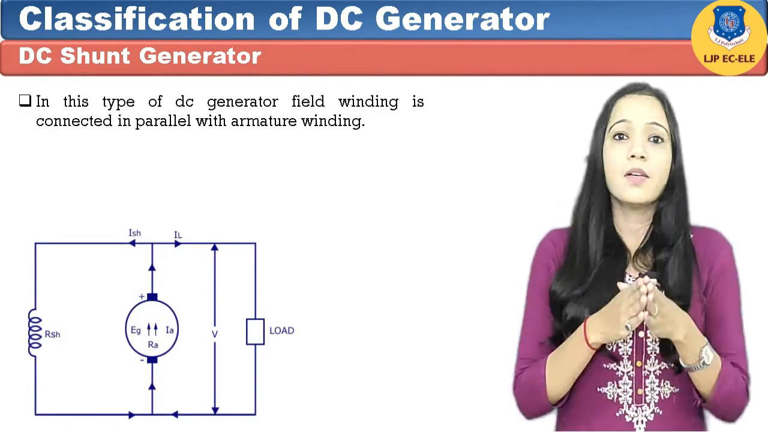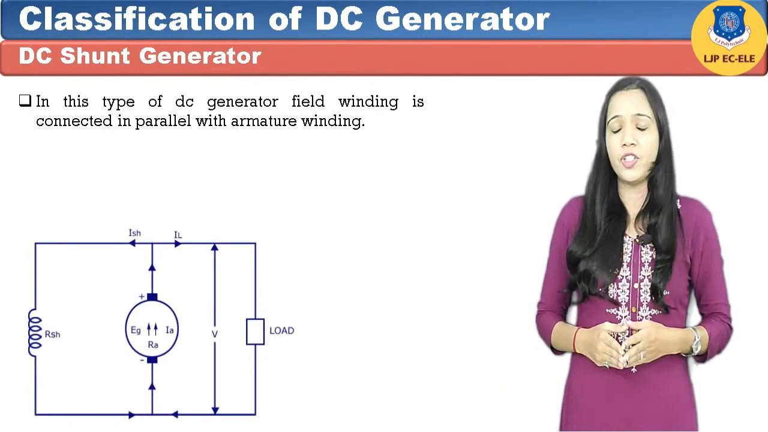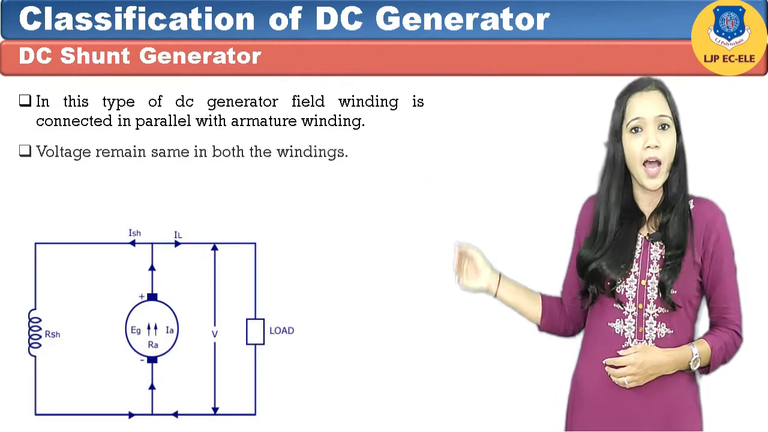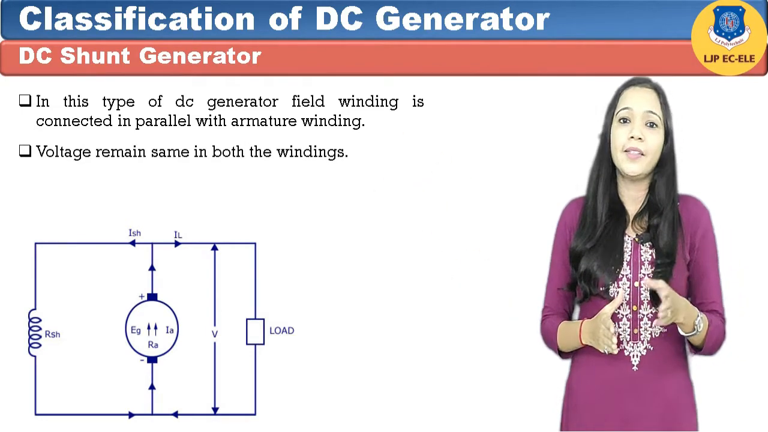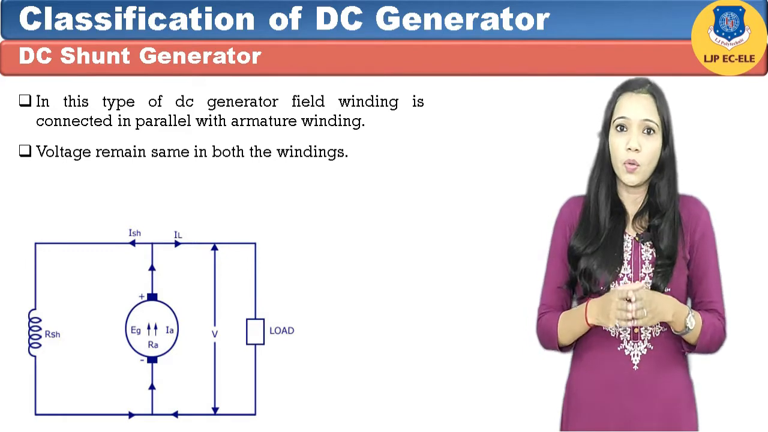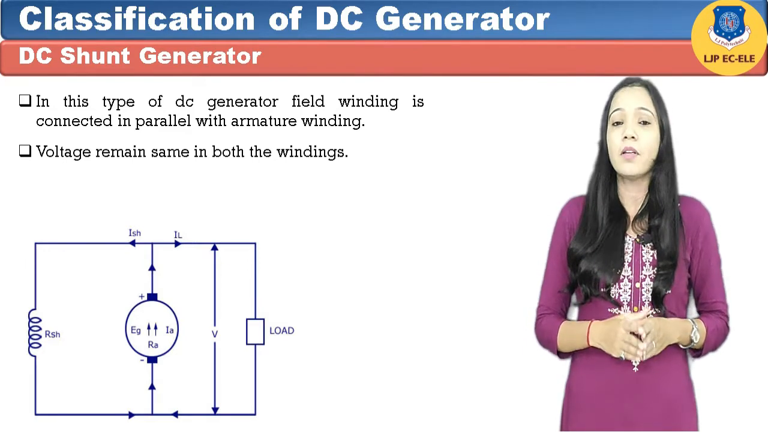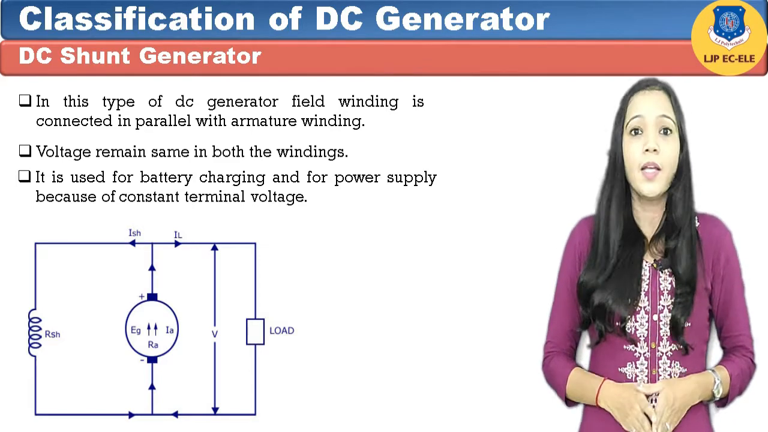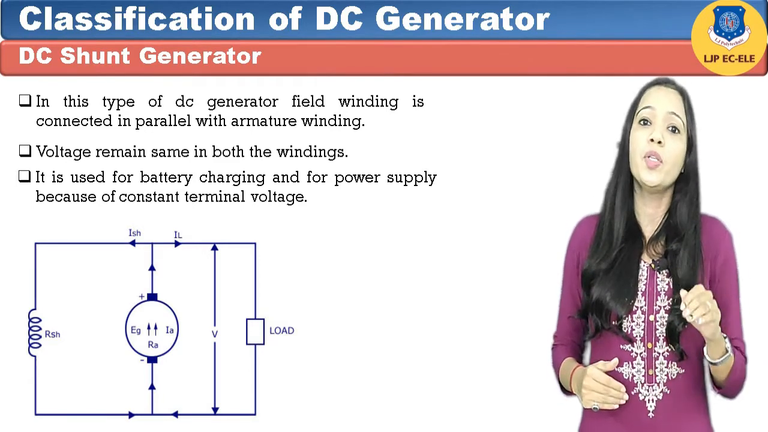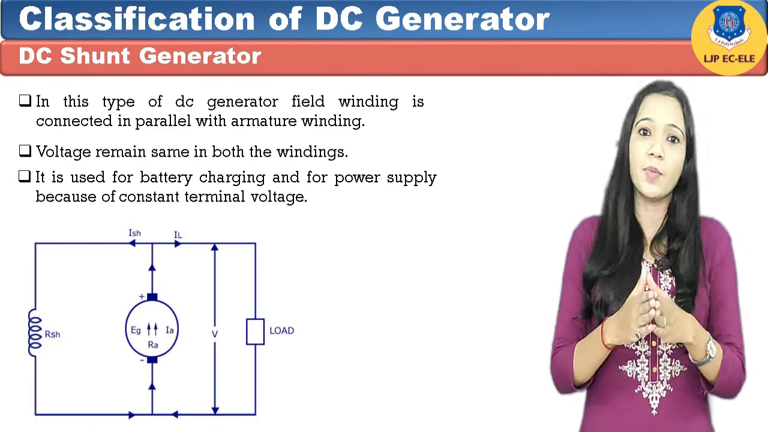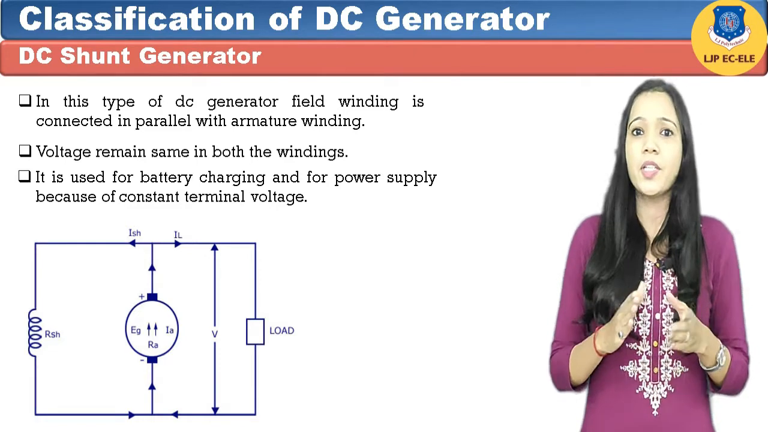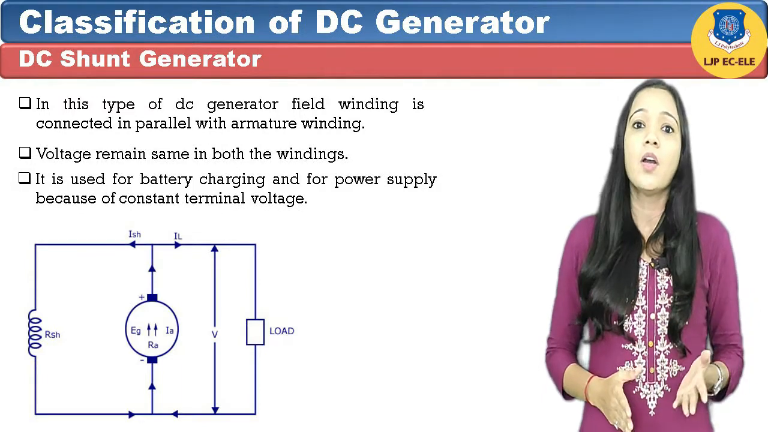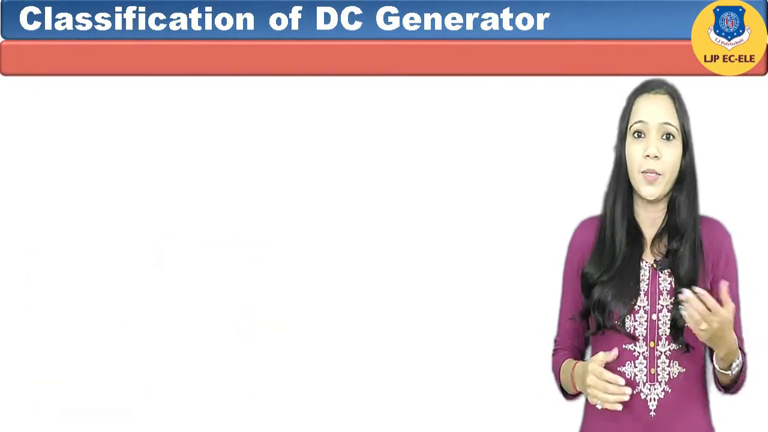So let's see the shunt generator. In a DC shunt generator, you can see from the figure, the field winding and the armature winding are both connected in parallel. So the voltage remains the same in the load circuit and in the armature also. There is some voltage drop due to the armature voltage drop in the armature winding. This type of DC generator is used for constant voltage purposes like power supply and for lighting purposes.